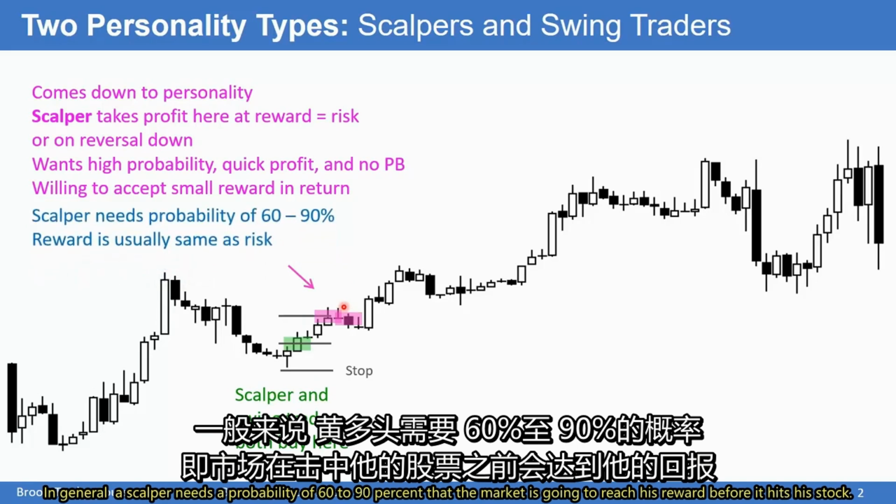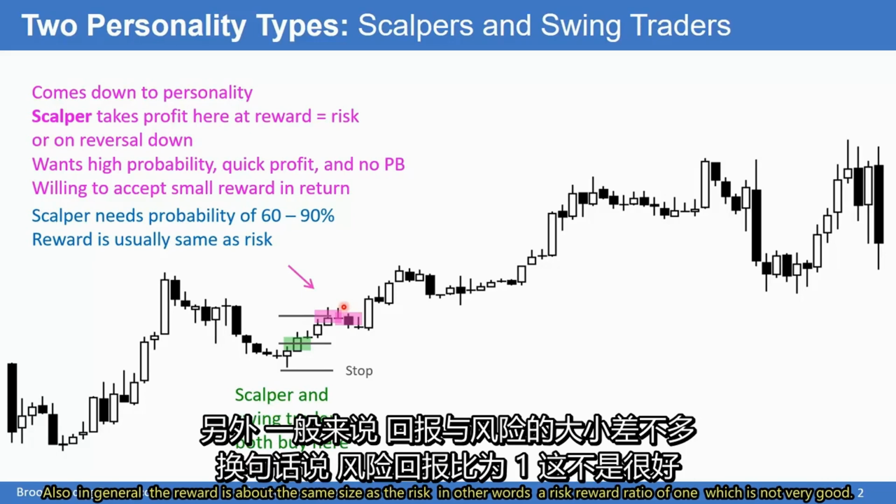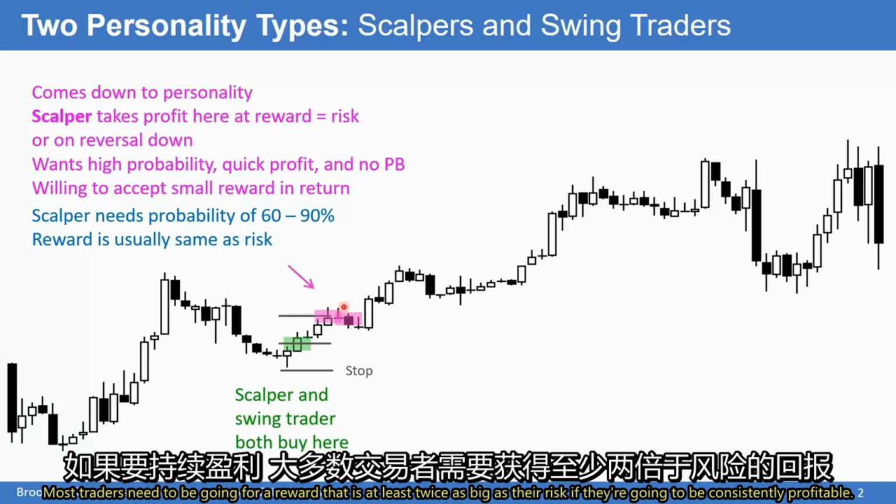In general, a scalper needs a probability of 60 to 90% that the market is going to reach his reward before it hits his stop. Also in general, the reward is about the same size as the risk. In other words, a risk-reward ratio of 1, which is not very good. Most traders need to be going for a reward that is at least twice as big as their risk if they're going to be consistently profitable.